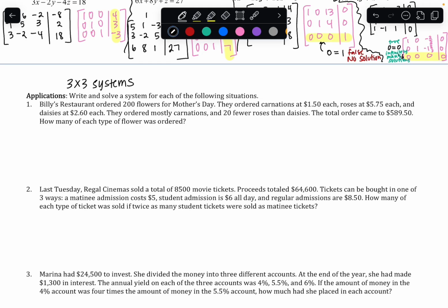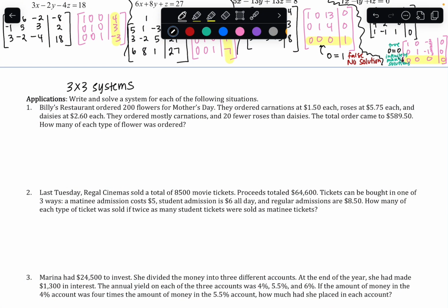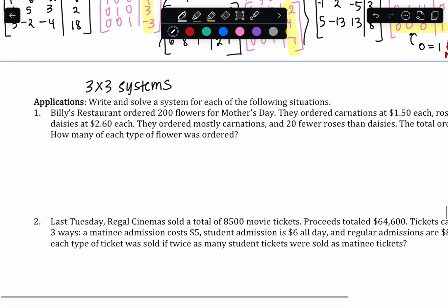Number 1 says Billy's restaurant ordered 200 flowers for Mother's Day. They ordered carnations at $150 each, roses at $5.75 each, and daisies at $2.60 each. They ordered mostly carnations and 20 fewer roses than daisies. The total order came out to $589.50. How many of each type of flower was ordered?